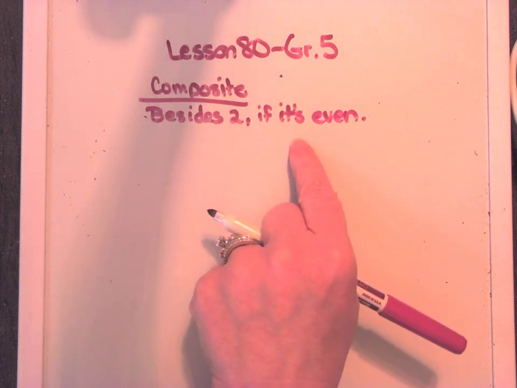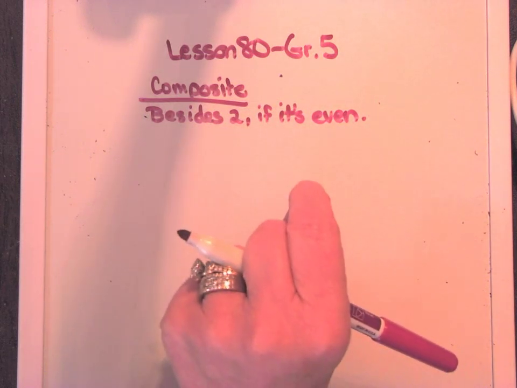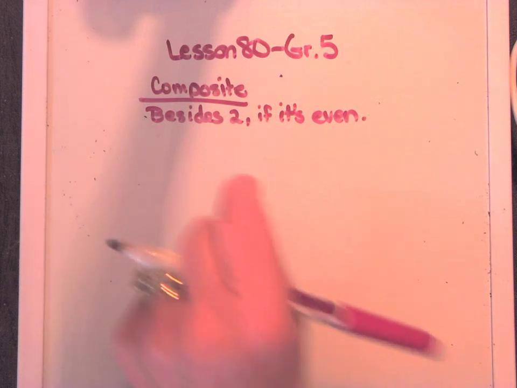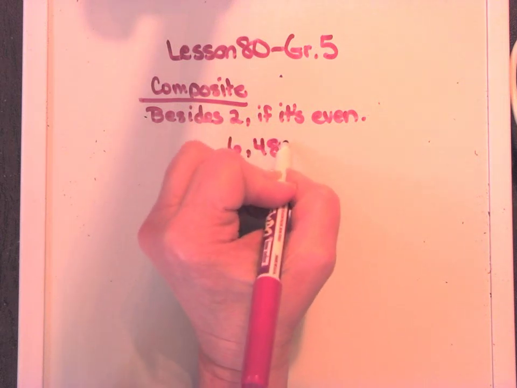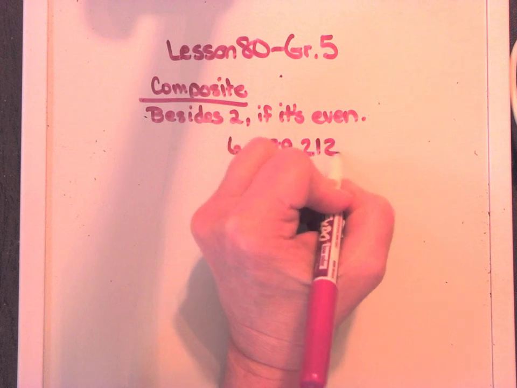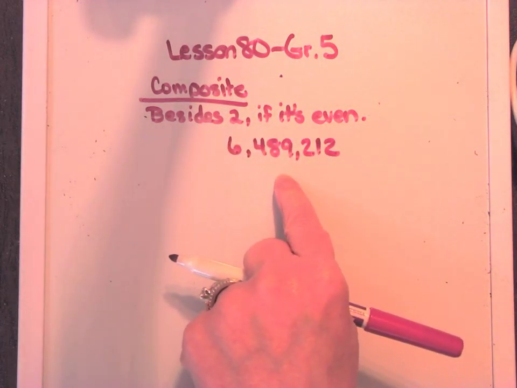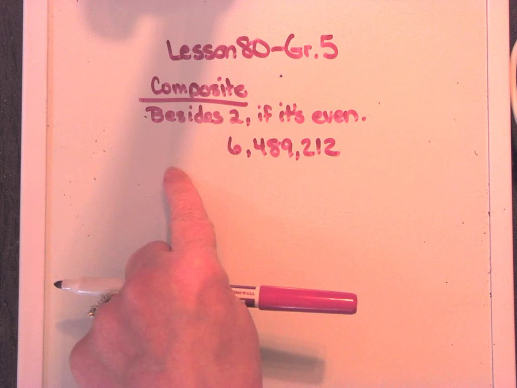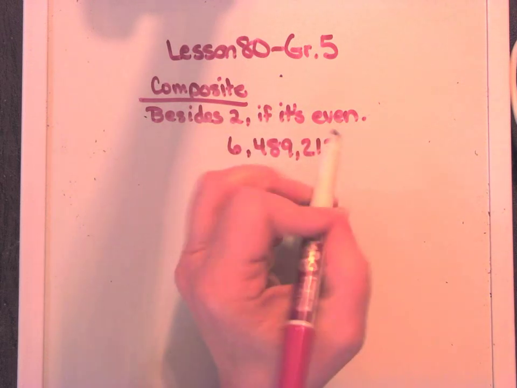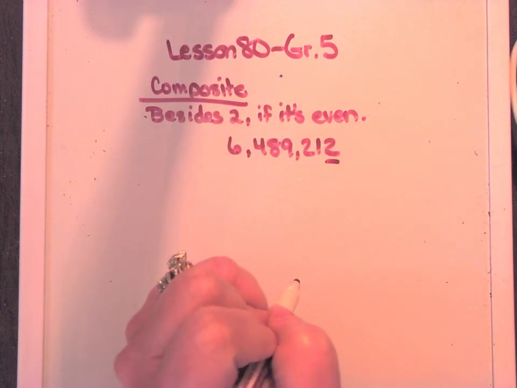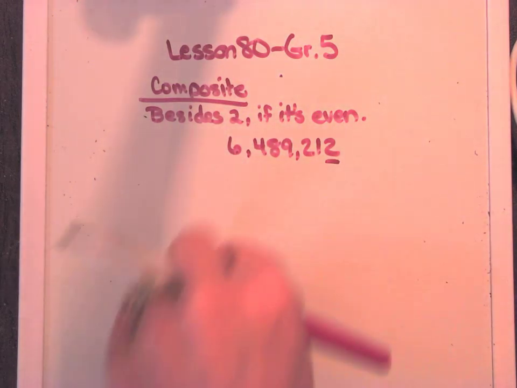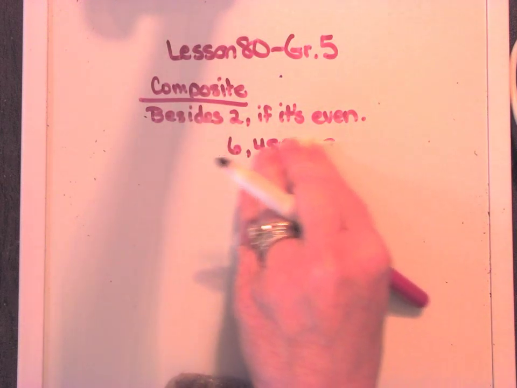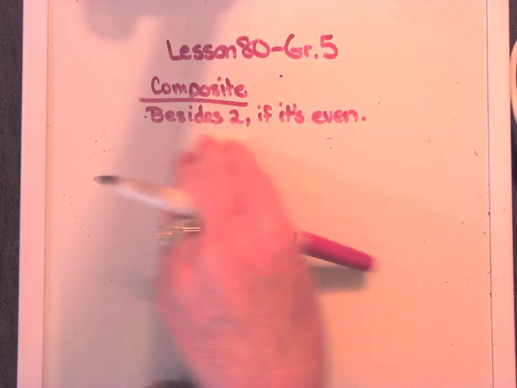Because we know that when we have an even number, I can divide it by 2, or I can multiply 2 by something to get to that number. So if I had a number like 6,489,212, is it composite or prime? It's definitely not prime because it ends in an even number. Doesn't matter what all the other numbers are, it ends in an even number, so it is composite. Besides 2, our only even prime, an even number is a composite.